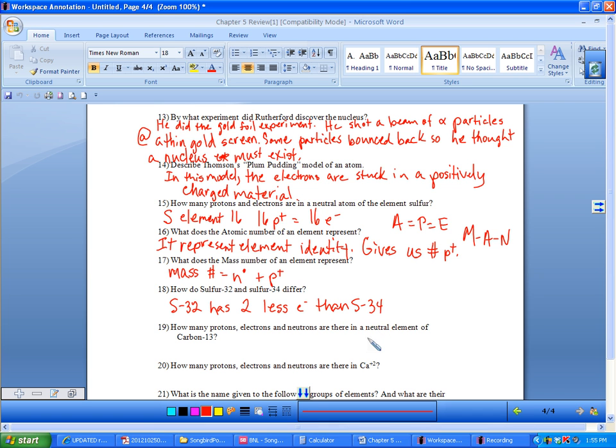How many protons, electrons, and neutrons are there in a neutral element of carbon 13? So 13 is the mass number. So 13 minus atomic number 6 gives me 7 neutrons. 6 is the atomic number. And 8-man tells me that the atomic number equals the number of protons. It also equals the number of electrons. Okay, I'm going to pause for a second.